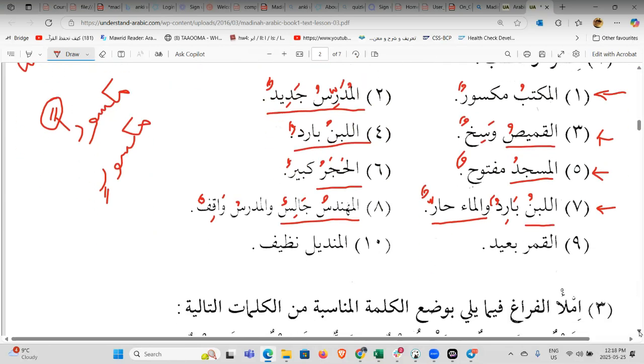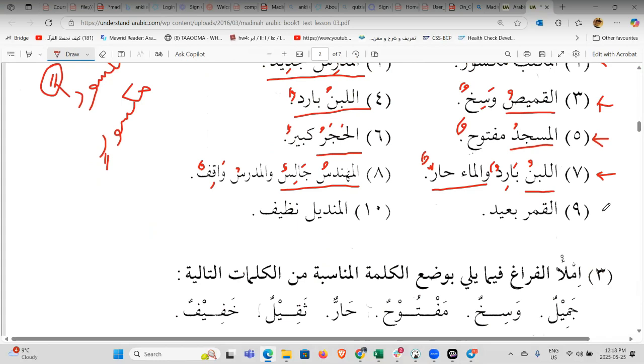Okay, next one. This will be Abdunai. Go ahead. Al-qamaru. This is a fatha. Al-qamaru ba'idun. Very good. What does it mean? The moon is far. Okay, the moon is far away.